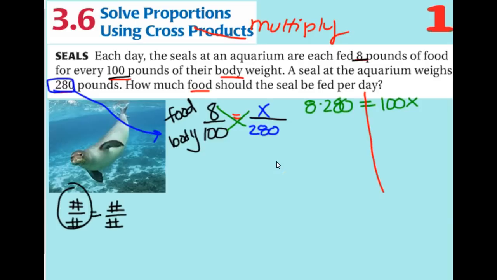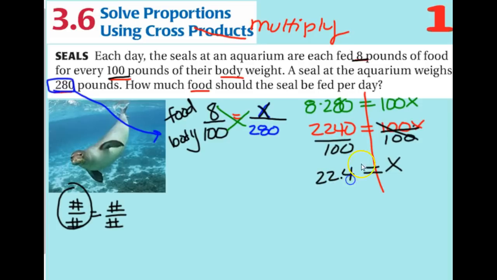So if I plug in my calculator, 8 multiplied by 280, I get 2,240, all equal to 100x. Well, if I need to figure out what x is, the opposite of multiplying by 100 is dividing by 100. So I have x equals, and if we're dividing by 100, we're really moving our decimal point 2 places, or just plug it in your calculator, you should get 22.4.